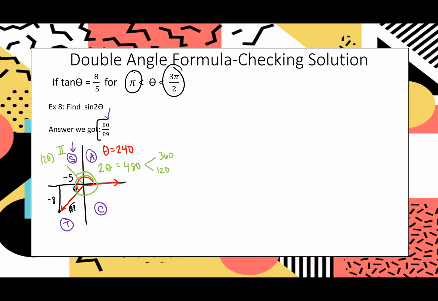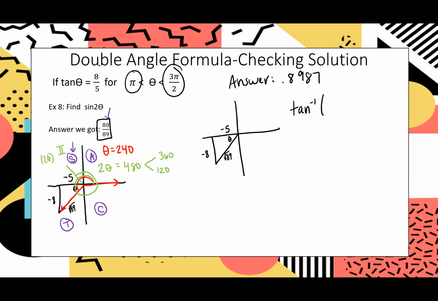And I'm going to take my 80 over 89 and I'm going to get a decimal for that. And our answer that we got as a decimal is 0.8987. And we're hoping that by doing our check step, we're going to get the same answer. All right, so here's my coordinate. And again, we were here. So that's a theta, -5, -8, and square root of 89. So let's find that theta. That theta is going to be tan inverse, I'm getting that from this right here, of 8 over 5. That's how we find angles, by doing the inverse function.